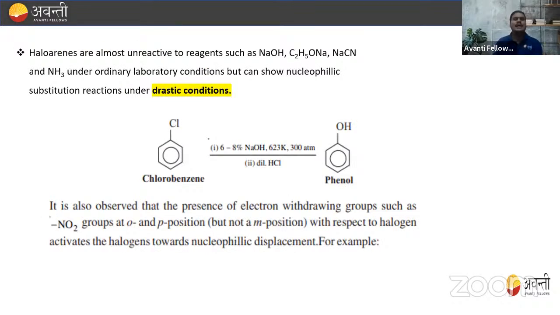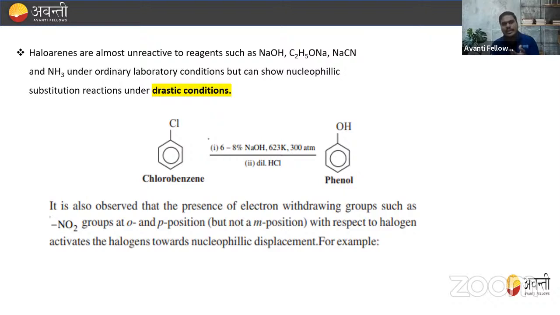चलो. Now, haloarenes. Now we are talking about the haloarenes. We're done with the haloalkanes, that is, the substitution reactions and all. Now let's see the haloarenes. Haloarenes are almost unreactive to reagents such as NaOH, C2H5ONa or NaCN. So we can say they have a very low tendency to undergo nucleophilic substitution reaction, right? I'm talking about the haloarenes. So haloarenes are almost unreactive.